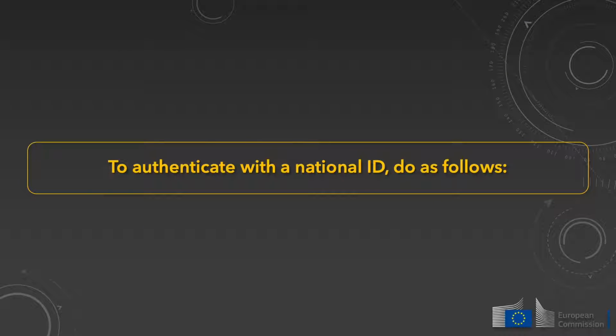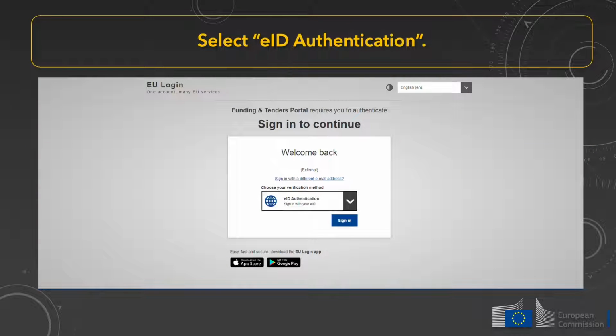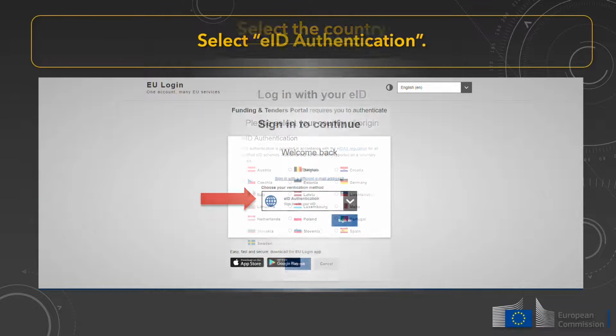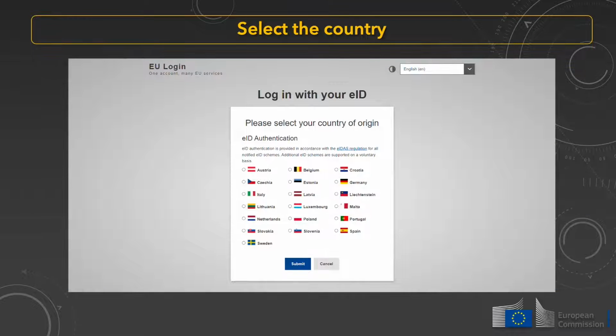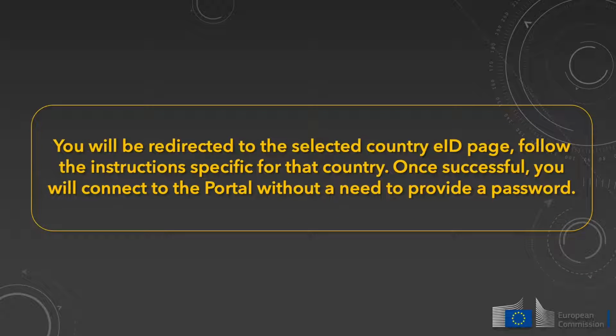To authenticate with a national ID, do as follows. Select e-ID authentication. Select the country. You will be redirected to the selected country e-ID page. Follow the instructions specific for that country. Once successful, you will connect to the portal without a need to provide a password.